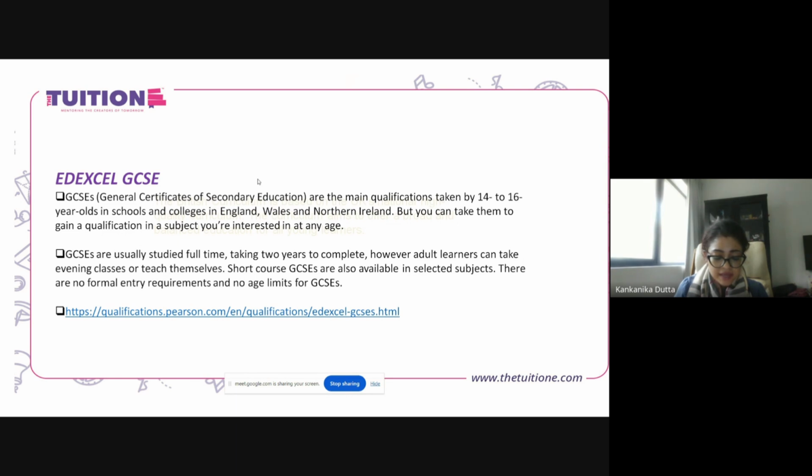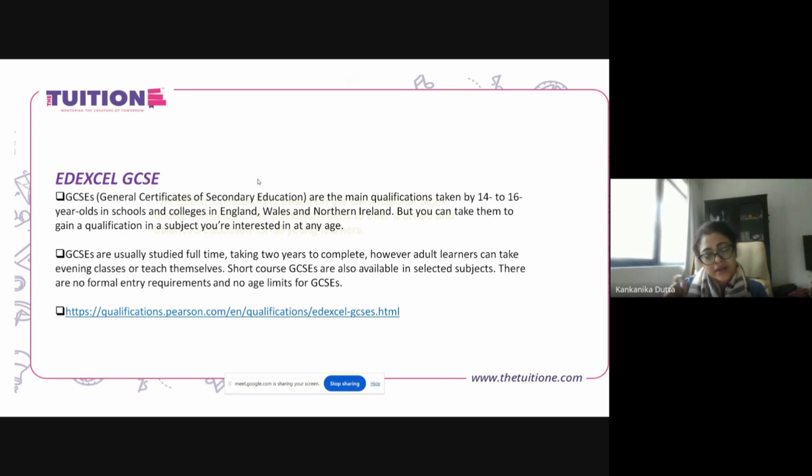Now, GCSE, before 2017, the grading system was different. If you have been teaching, as I told you, 2016 and previously, it used to be A star, A, B, C, D, and so on and so forth. However, after that, when the new syllabus was introduced and the entire specification was changed, we went to a 9-to-1 grading system.